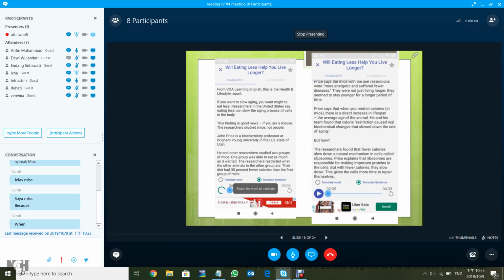Peneliti. Sedikit kalori. Coba sedikit kalori turun atau sedikit kalori memperlambat. Sel mekanisme atau mekanisme natural dalam sel yang disebut. Kok tikus? Itu kan. Price menjelaskan bahwa ribosomes adalah ribosom bertanggung jawab.